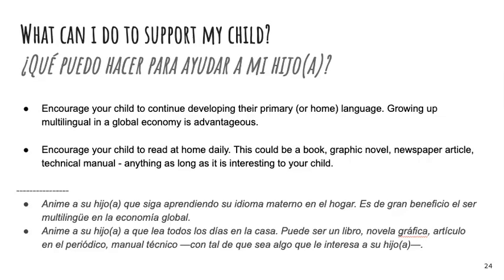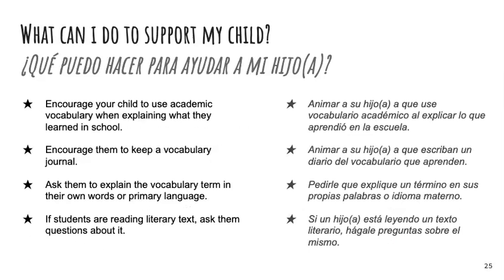Encourage your child to read at home daily. This could be a book, graphic novel, newspaper article, technical manual, anything, as long as it is interesting to your child. You can also encourage your child to use academic vocabulary when explaining what they learned in school. Encourage them to keep a vocabulary journal. Ask them to explain the vocabulary term in their own words or primary language. And if students are reading a text, ask them questions about it.